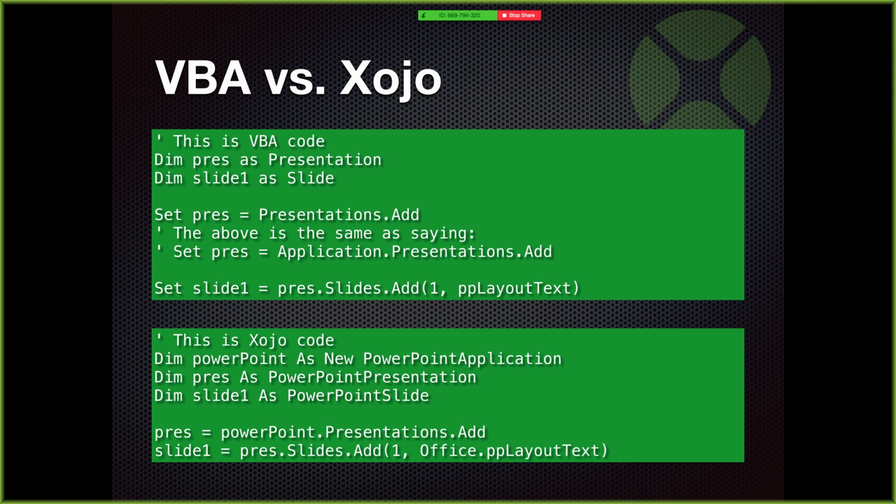And then you can access the slides collection, I guess that is, and call its add method to add a slide to it. And you can see the constant there, pp layout text, is in the Office module, so you have to prefix it with Office. So it's not drastically different, but that's the sort of thing you tend to have to look at.